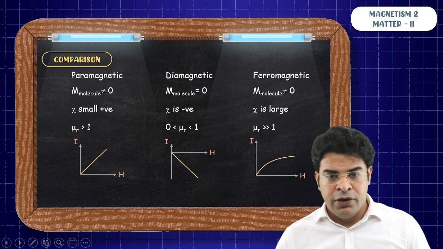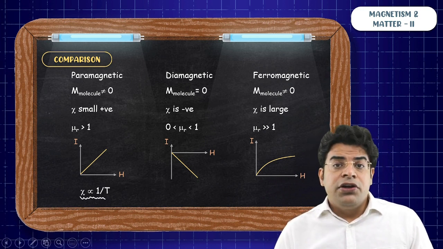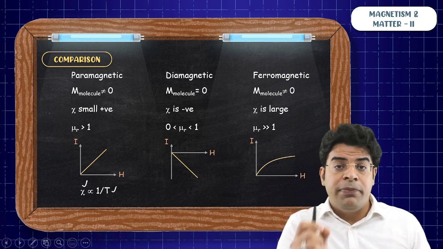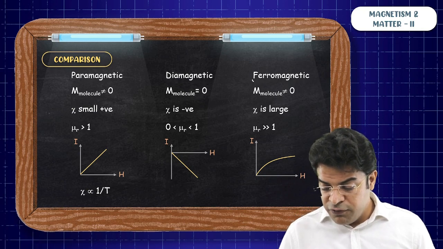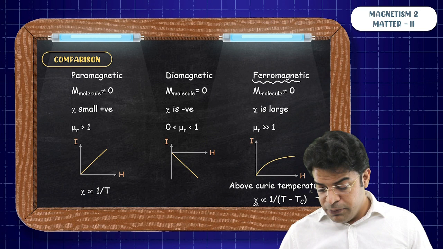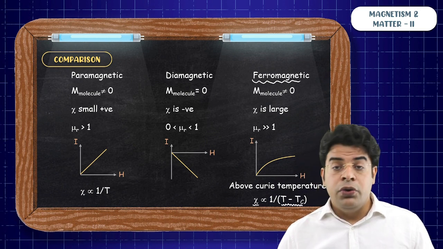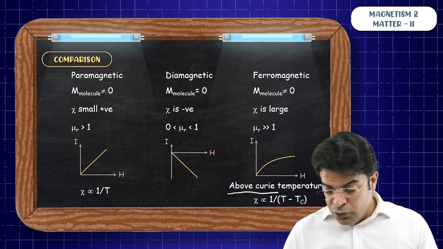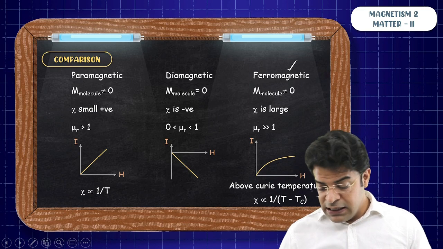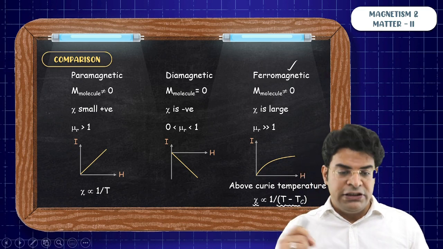One more thing, for paramagnetic substances, we have learned Curie's law that the susceptibility is inversely proportional to the temperature in Kelvin. And for ferromagnetic substances, we know that the susceptibility is inversely proportional to the temperature above the Curie temperature. So above Curie temperature, a ferromagnetic substance acts like a paramagnetic substance and its susceptibility is inversely proportional to the temperature above the Curie temperature.